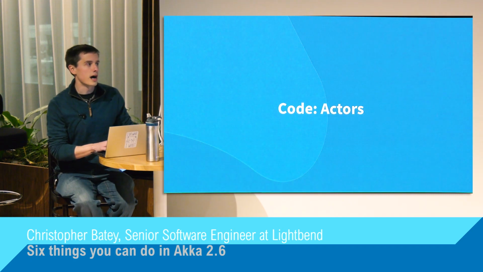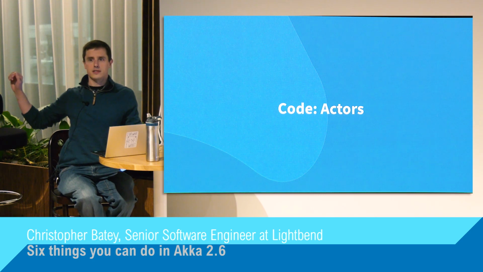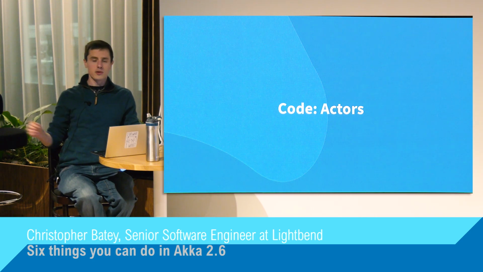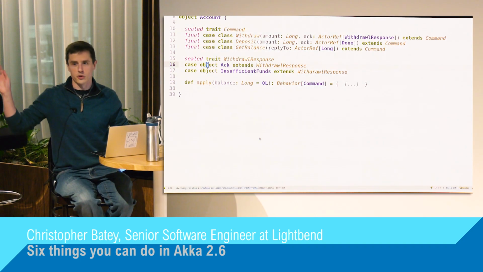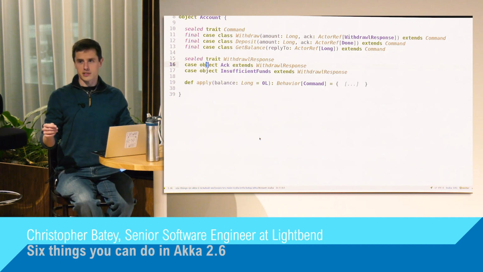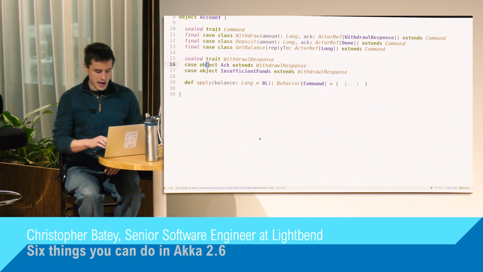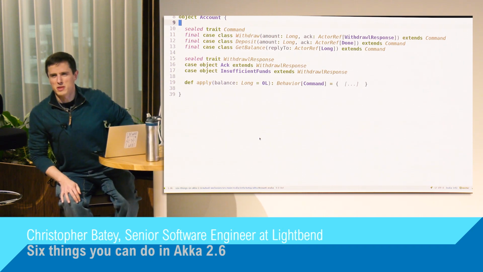So let's have a look at what actors look like in Akka 2.6. Has anyone looked at Akka types? Okay, a few, so it's mainly new people. Who has never seen a classic actor, so like a normal Akka actor, def receive? Okay, so it's a few. So I'm going to show you now what they look like inside 2.6. Is that big enough? Can people at the back see?